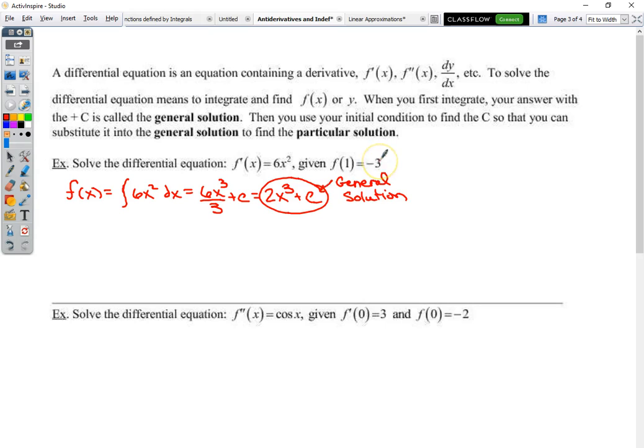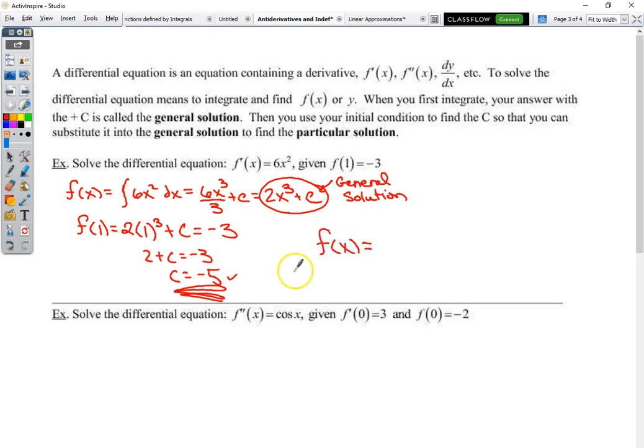So what I mean by that is that we can say, well, the f of 1, which I know is going to be 2 times 1 cubed plus c, is going to equal negative 3. And I can solve for c. This is 2 plus c is negative 3. C is negative 5. And once I know what that c value is, I can substitute that back in and say, well, then f of x is going to be 2x cubed minus 5. And this is called a particular or specific solution.